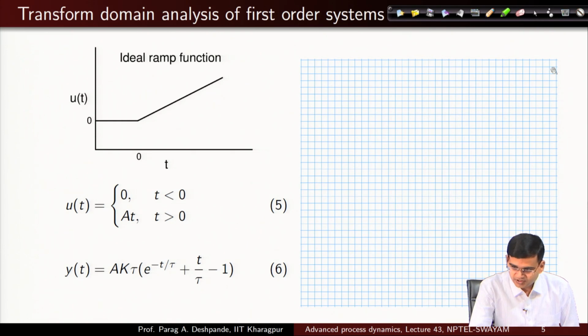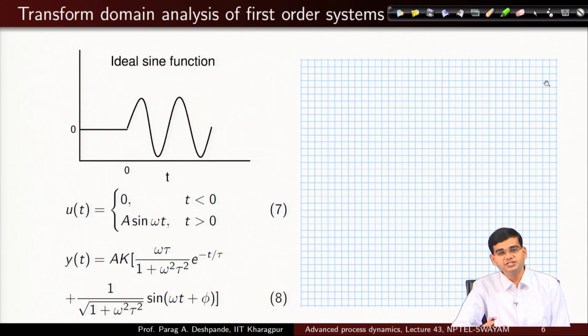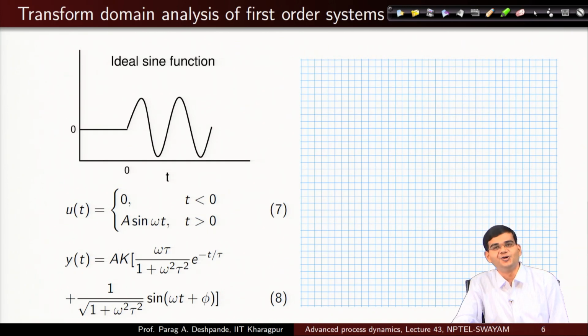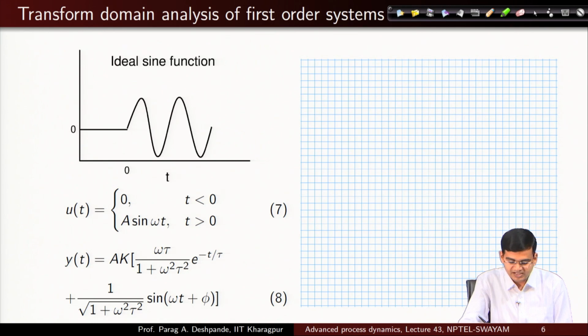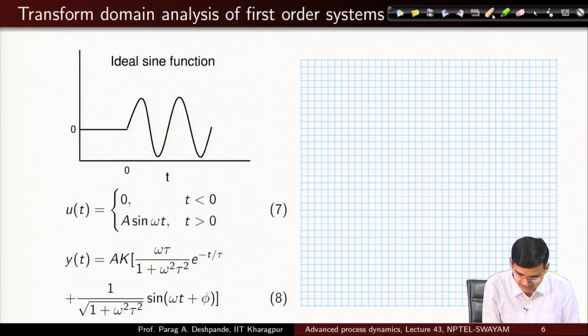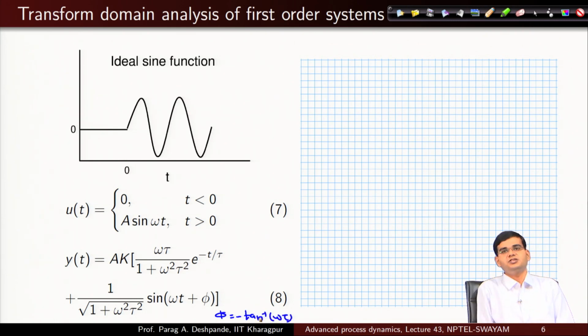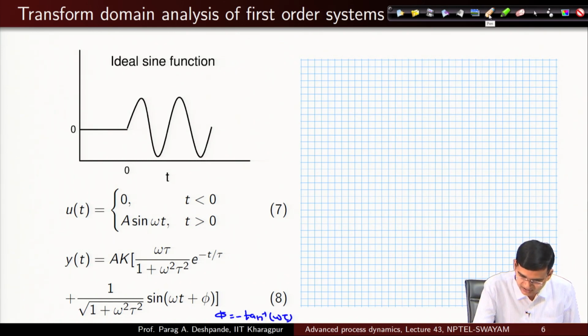Finally, you can also have a look into the response of the sine function. I encourage you to punch this incredibly long expression in Desmos. By the way, you will need this information that phi is equal to minus tan inverse omega tau. Okay. So, then you can punch in this and you will find the response versus time. What we can see here is something interesting.